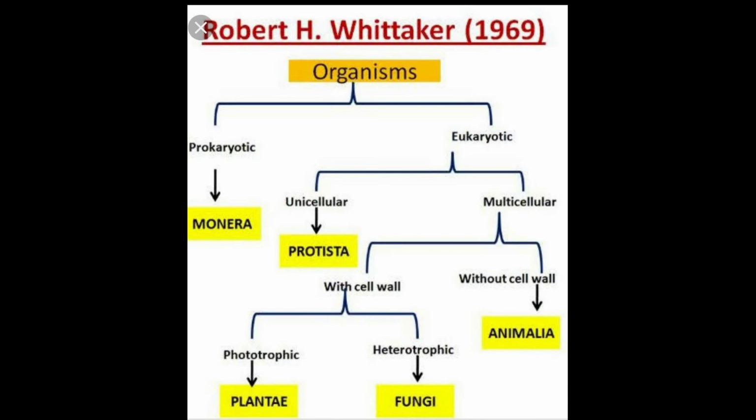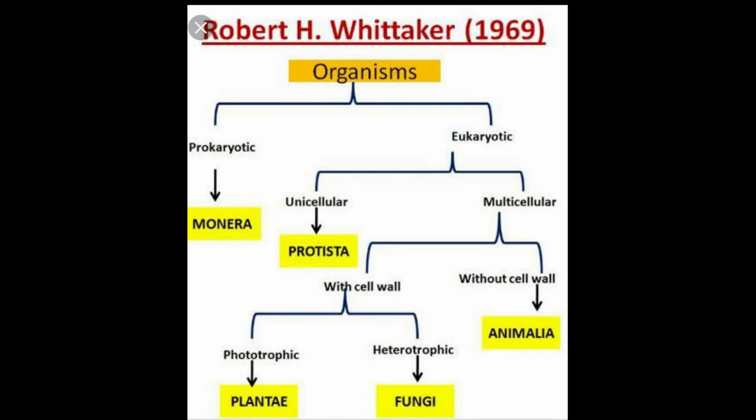The first one is Monera, then Protista, Fungi, Plantae, and Animalia. These five names you have to learn, along with their characters. Depending upon the different characters, organisms are divided into Monera, Protista, Fungi, Plantae, and Animalia. Now you can see the five kingdom classification.